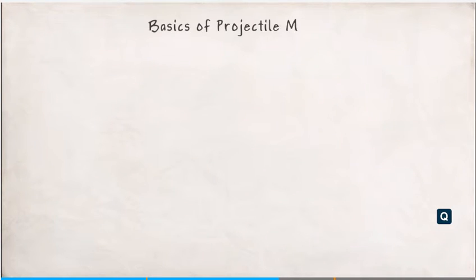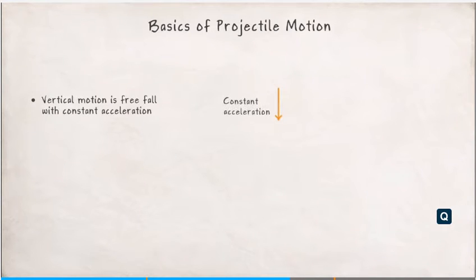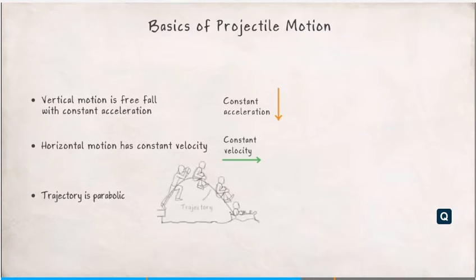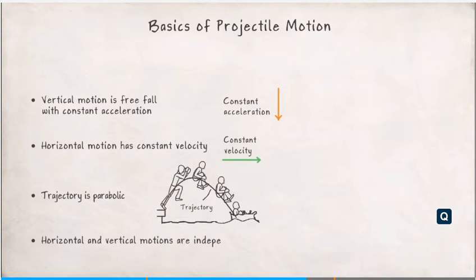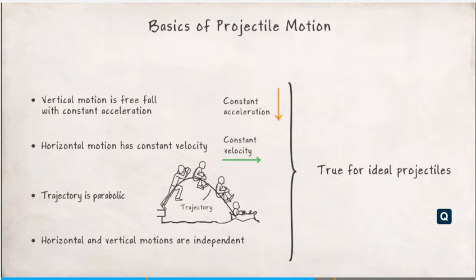It turns out that all projectiles behave much like the thrown baseball. Specifically, the vertical motion is described by free fall, resulting in constant downward acceleration. The horizontal motion is described by constant velocity. The horizontal and vertical motions combine to produce a curving path known as a parabola. And most importantly, the horizontal and vertical motions do not affect each other. It is also important to note that these traits describe ideal projectiles.